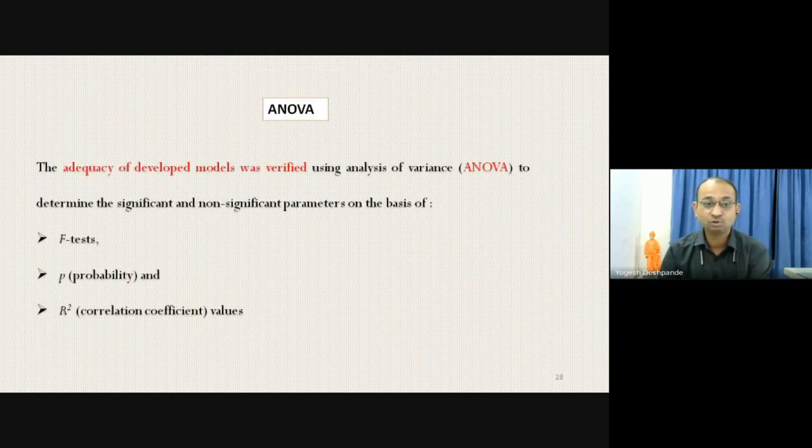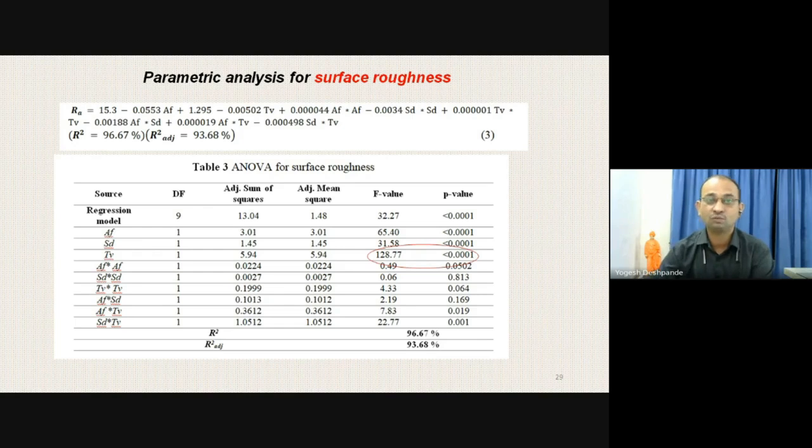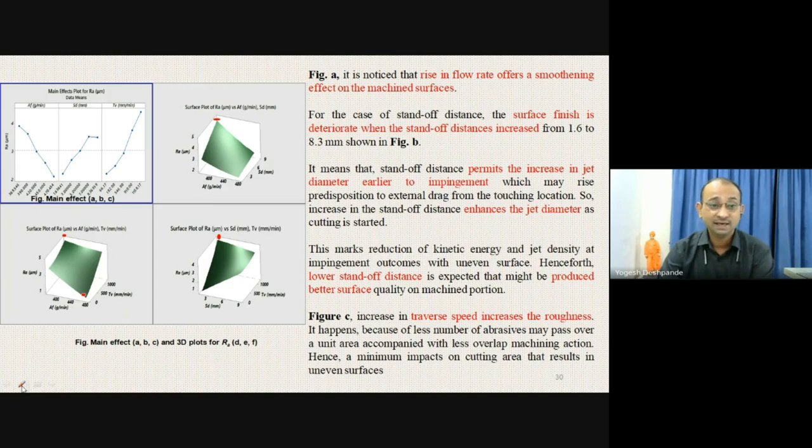ANOVA analysis is also carried out, and based on it, the surface roughness is analyzed. It is noticed that travel speed is the most significant factor, followed by abrasive flow rate and standoff distance. Here the main effect plots and 3D plots are presented. By increasing the abrasive flow rate, the surface roughness value decreases, but by increasing the standoff distance and travel speed, the value of Ra increases.